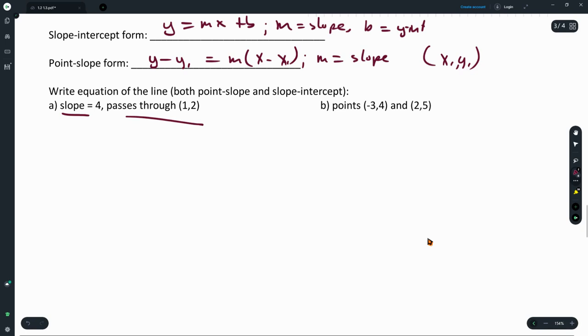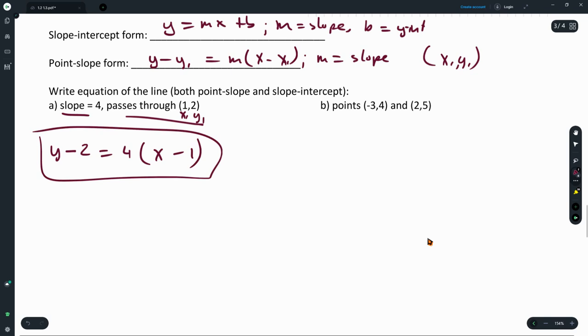Slope and a point. So which form is easiest to use? Of course, point slope, because you have a slope and a point. So this would be your x1 and y1, and you just plug that in. y minus y1, right? y minus 2 is equal to m, which is the slope, 4, times x minus what's x1? 1. And that is your point slope form.